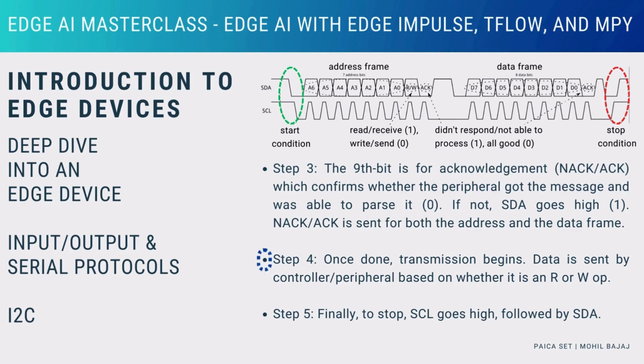With the acknowledgement done, in step 4, the actual data transfer happens. The data frame too is 9 bits, with 8 bits for the actual data and the 9th bit for the acknowledgement. Once the data has been transmitted, in the final step, the controller sends a stop signal by pulling the SCL line high, followed by the SDA line, marking the end of the transmission.